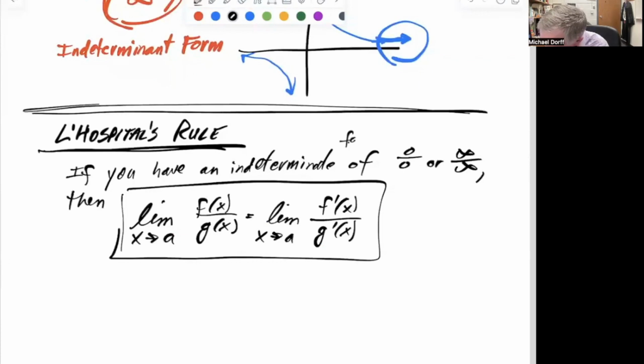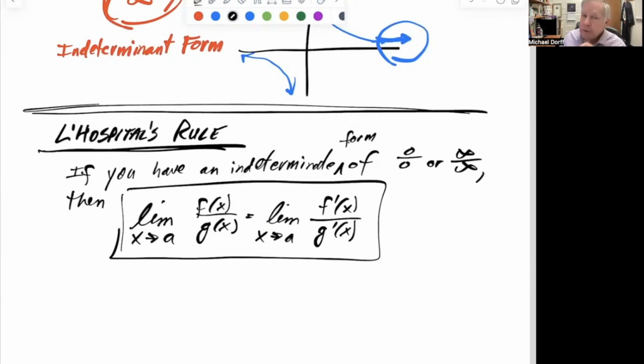Let's see, I forgot the word "form" here, so let's just put that in there. If you have an indeterminate form of 0 over 0 or infinity over infinity, then you take the derivative of the top, and then you take the derivative of the bottom, and you rewrite them, and you can evaluate the limit, and it will give you the same value as the original limit.